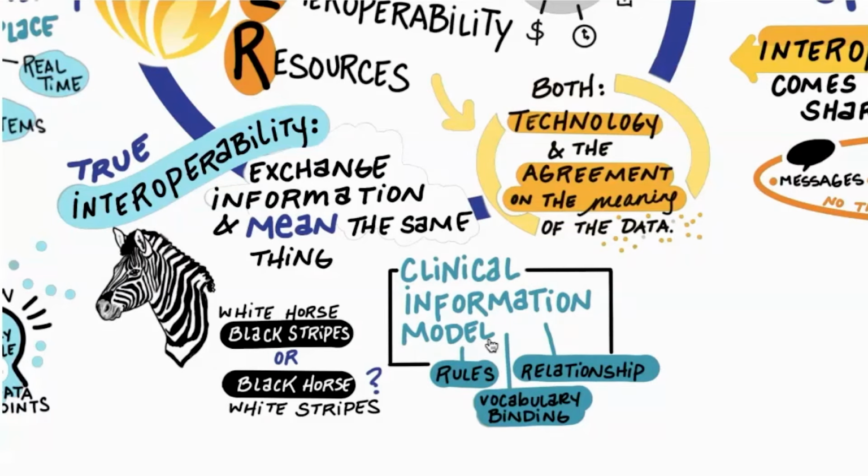a particular use case. It's all the relationships between the data in that use case. It's the rules of how that data can be used, and it's the vocabulary or terminology bindings for the data for that use case. So that's starting to sound a lot like a FHIR profile, and in fact, that's what a FHIR profile is. It is an implementation of a clinical information model.